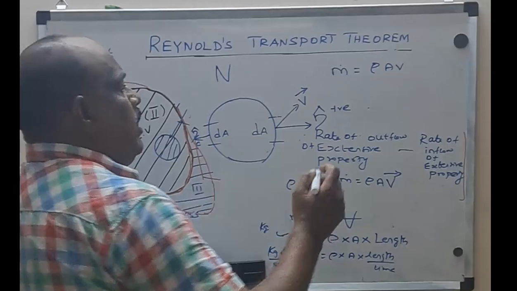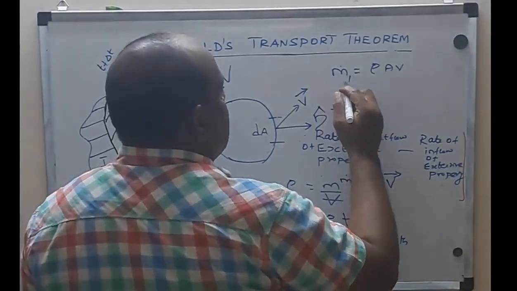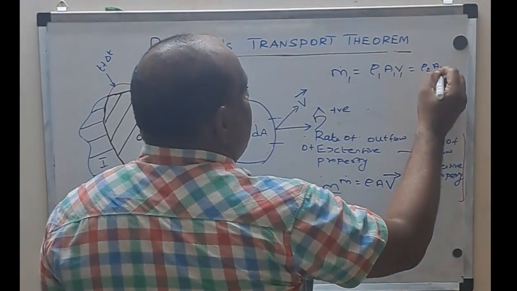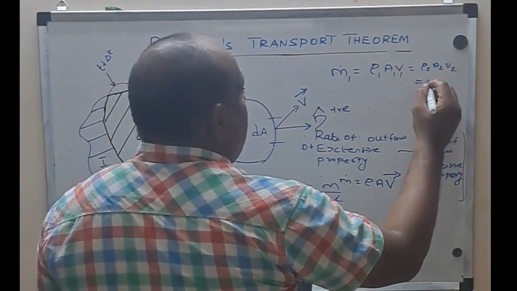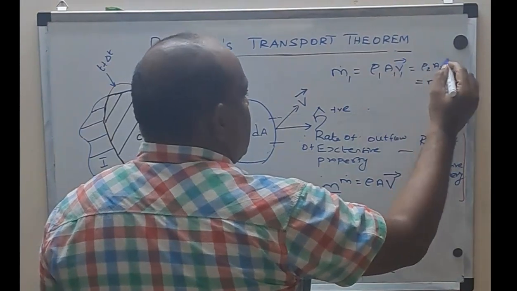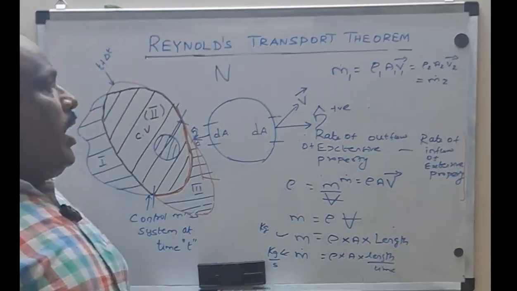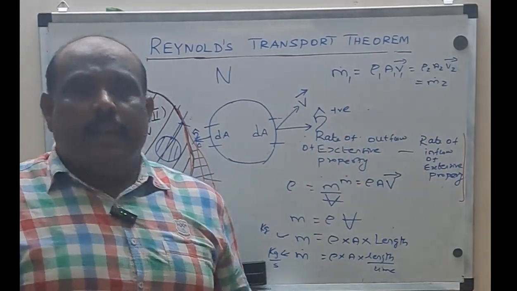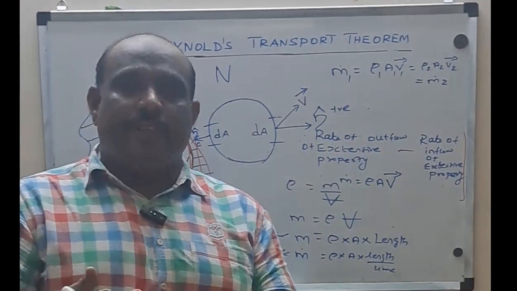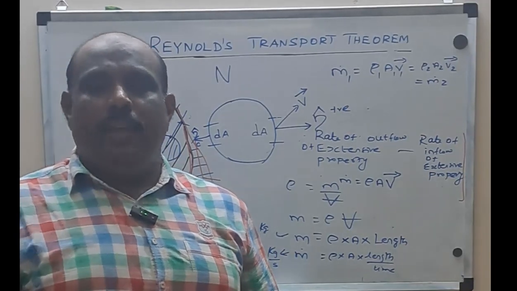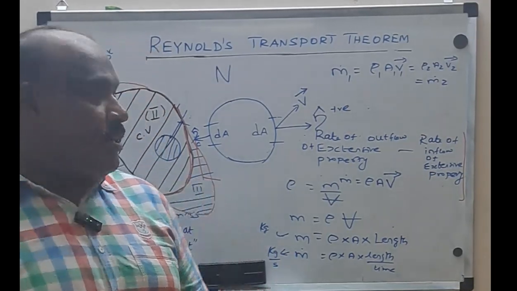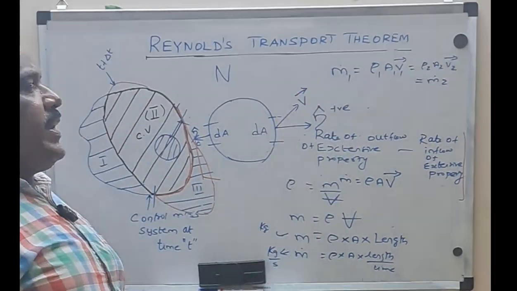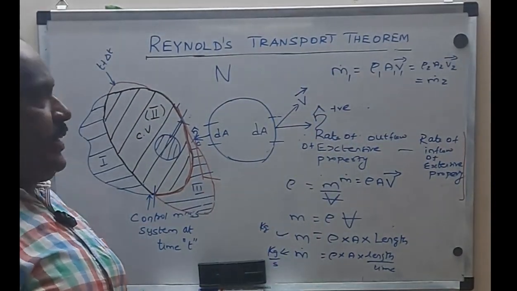Mostly in school we also discuss it like this: m dot 1 equals rho 1 A1 V1, which equals rho 2 A2 V2, which is nothing but m dot 2, where V1 and V2 are the velocities, not the volume. This is the conservation of mass principle, and the corresponding equation is called the continuity equation. The unit is kilogram per second.